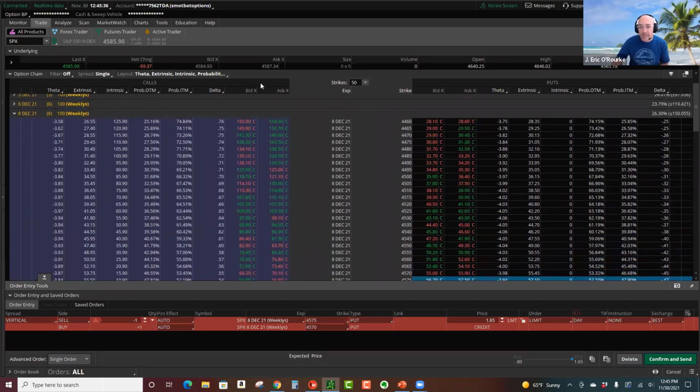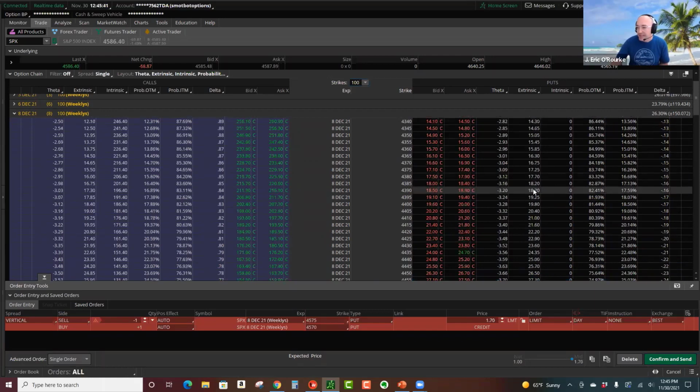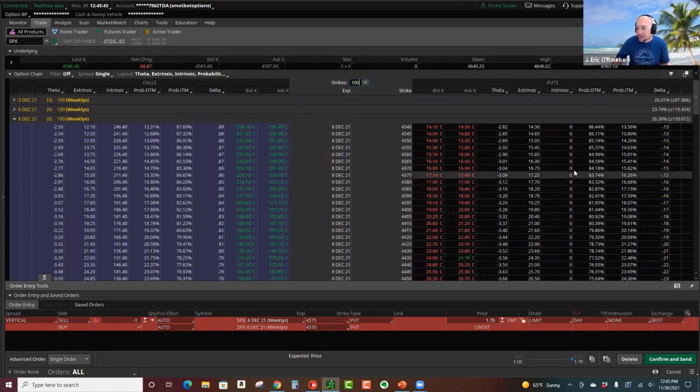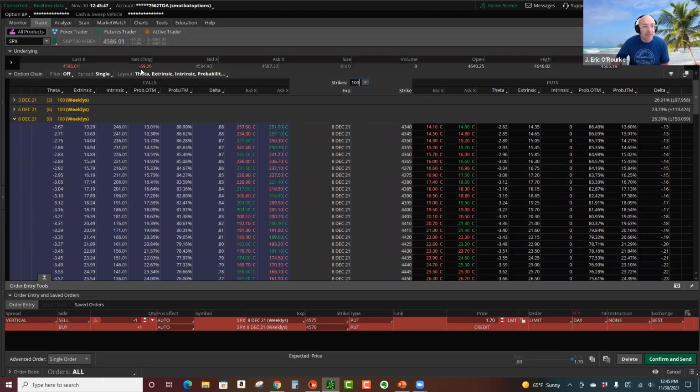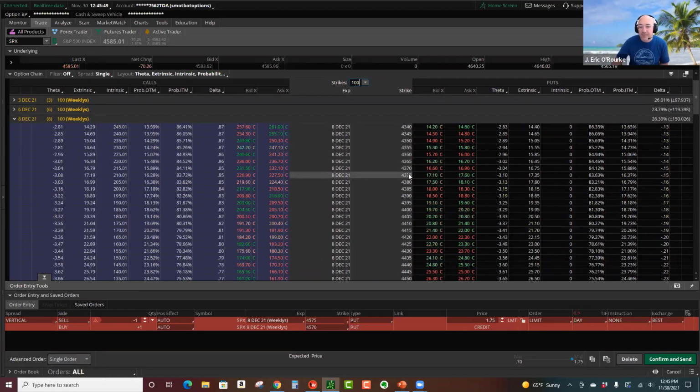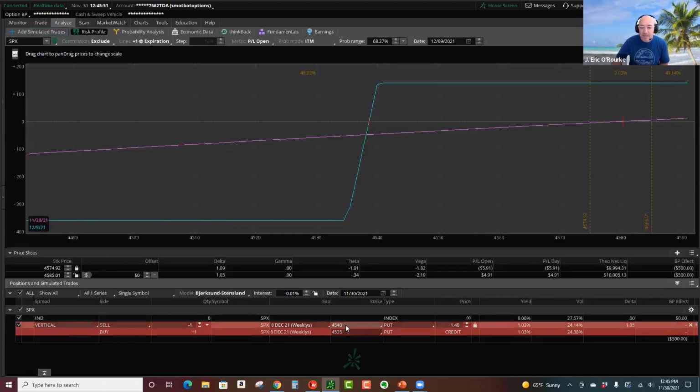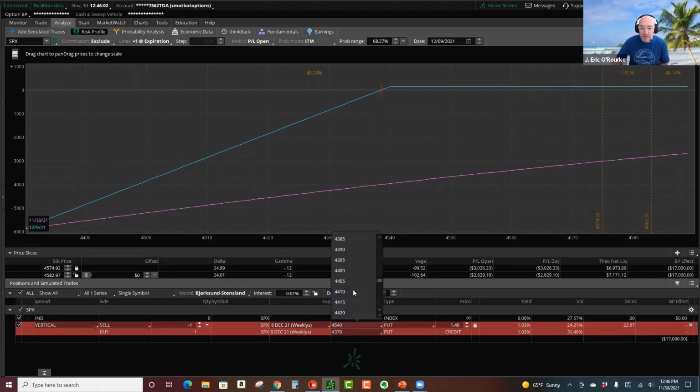So let's do like a delta 10. Well, we can't go that far. Let's do a delta 15. Let's sell the 43.75. Right, 43.75, 43.70. So if we change this to 43.70, and we'll change this to 43.75.